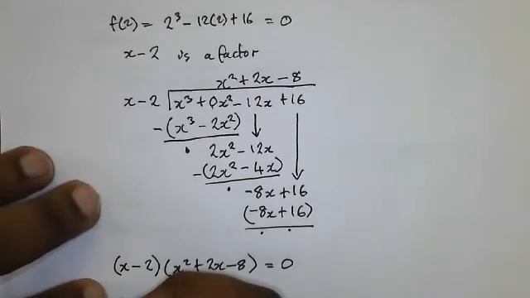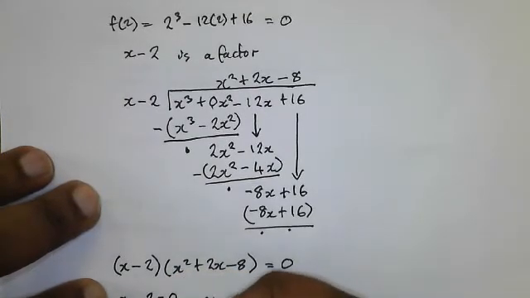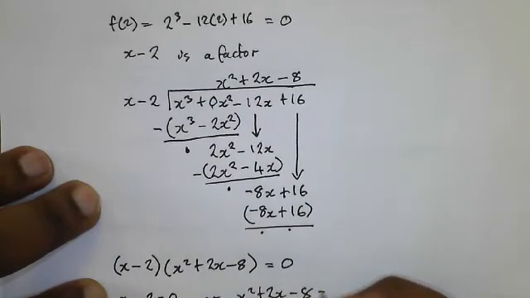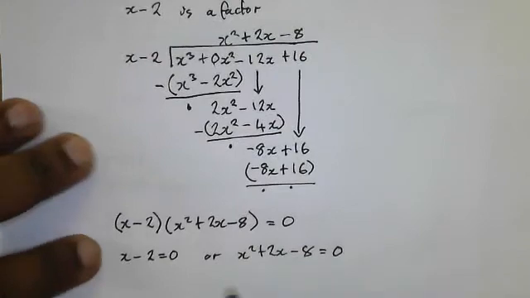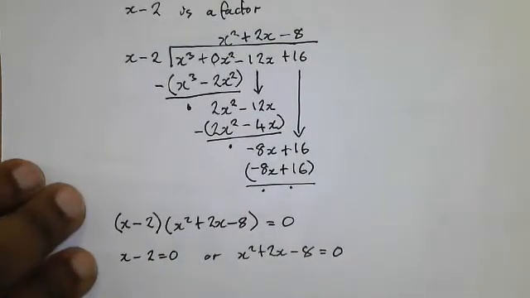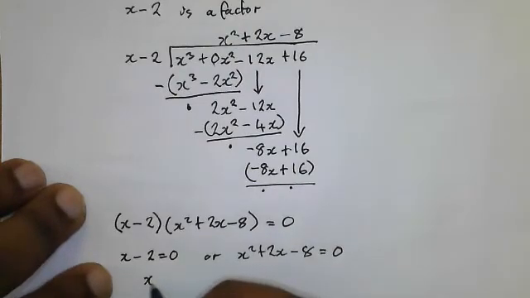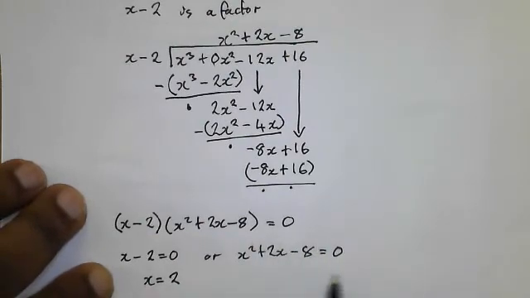So, let's use our quadratic theory. x minus 2 equal to 0, or x squared plus 2x minus 8 equal to 0. That's what happens when you factorize two brackets: each bracket is equal to 0. So this one obviously is x equal to positive 2. Now that other one is what we still need to solve.